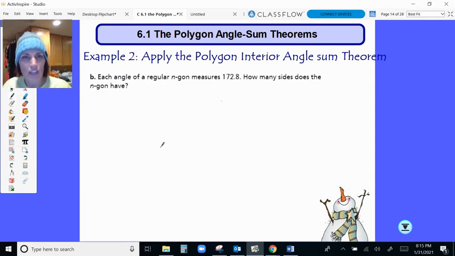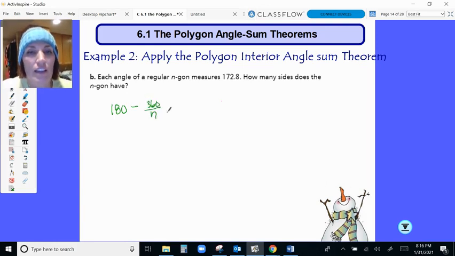So here's a tricky one. Each angle now of a regular n-gon measures 172.8. So how many sides does an n-gon have? Okay, so that's the one we had where we took 180 degrees minus 360 over n. That should give us each individual measure, so 172.8. Okay, and so maybe keep that formula down close somewhere.